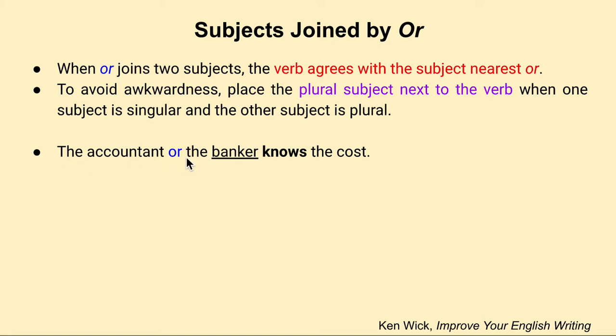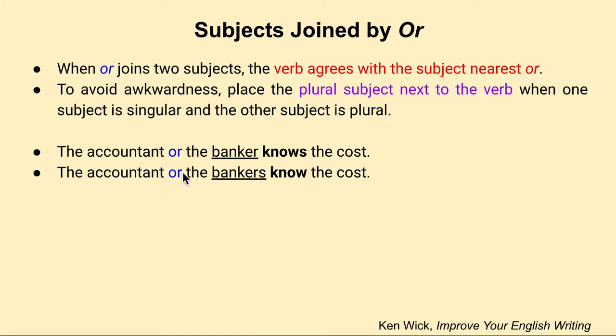The accountant or the banker knows the cost. Here we actually have two singular subjects, but with an or, the verb agrees with the subject nearest the or. So it's banker. Since banker is singular, we use a singular verb. Good news is they were both singular.